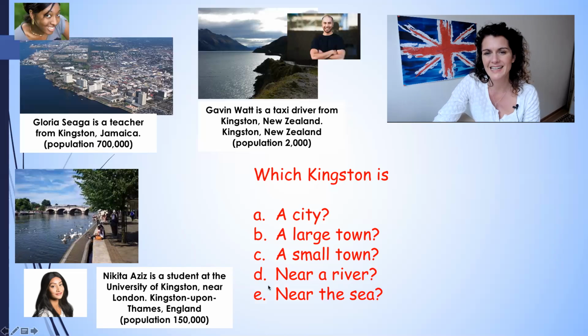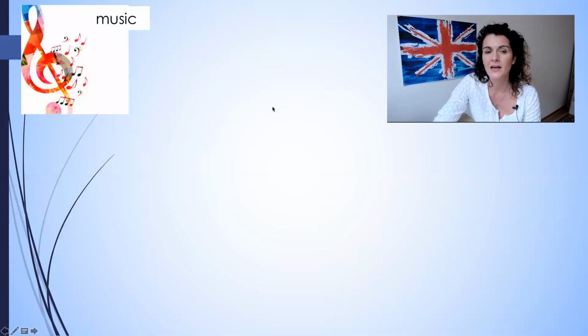Which Kingston is near the sea? We can see here Kingston, Jamaica is near the sea. And which Kingston is near a lake? We can see Kingston, New Zealand is near a lake. Fantastic, well done. Some more vocabulary for you.